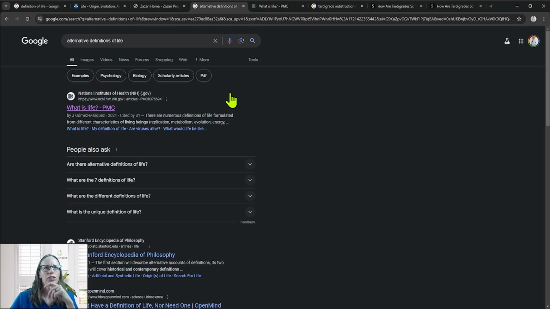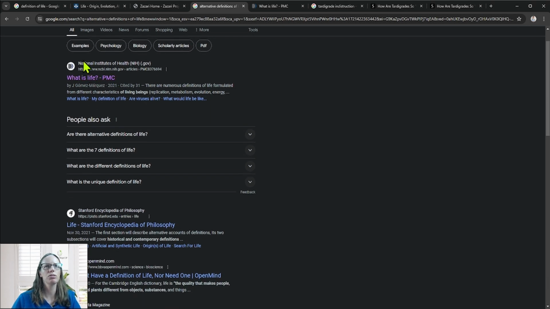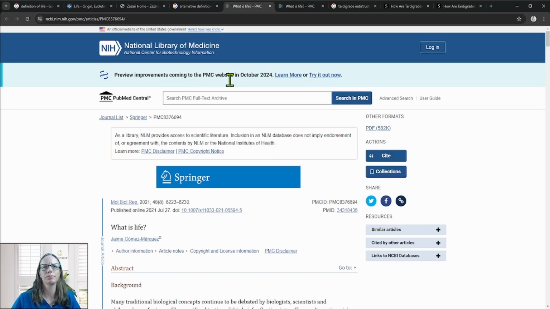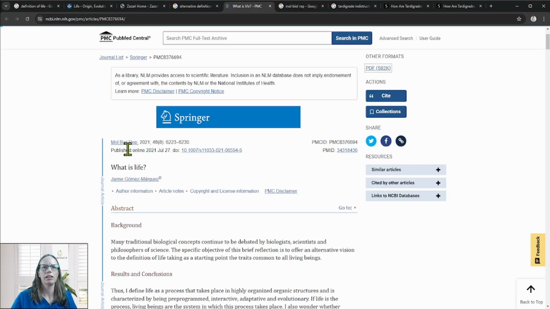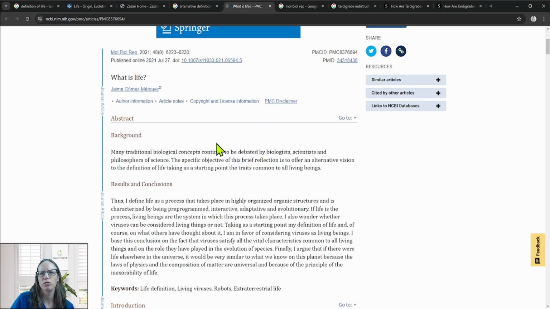I did a meta search looking for alternative definitions of life. The first thing that came up in this Google search was National Institute of Health, What is Life? Let's check it out. This is a publication by Jaime Gomez Marquez in 2021, Molecular Biology Reports. In the abstract, the author indicates an intention to offer an alternative vision to the definition of life, taking as a starting point the traits common to all living beings.